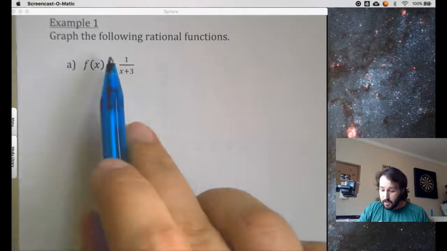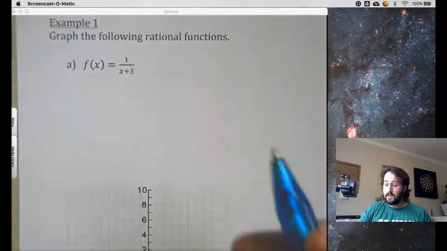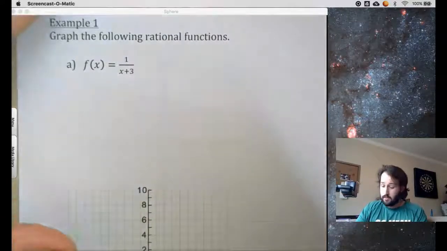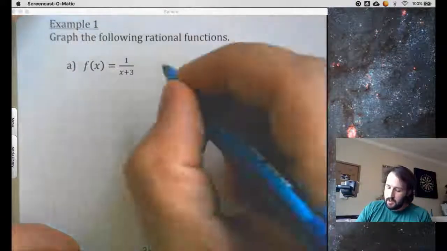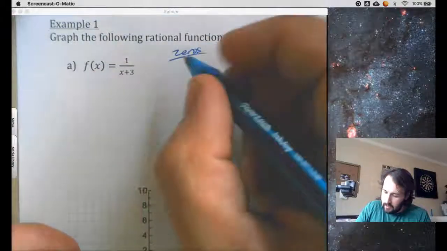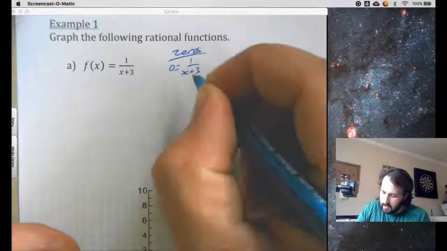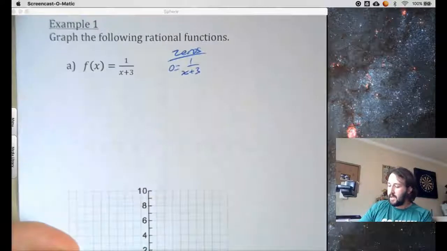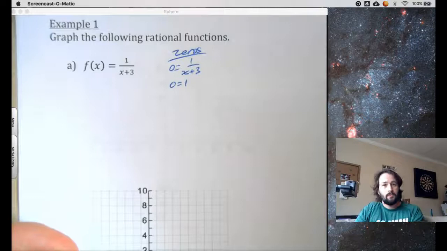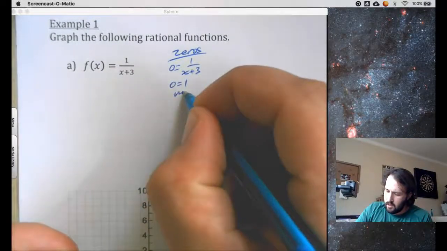All right, so graph the rational functions. 1 over x plus 3. So for the zeros, don't forget a zero is a solution. A solution is when our function equals 0. That's why it's called a zero. So if we want to find the zeros, I can take my function, set it equal to 0. And remember, we did this in a previous lesson. So I would have had to multiply by x plus 3 on both sides, so I would get 0 equals 1. Well, 0 doesn't equal 1, so there would be no zeros for this one.